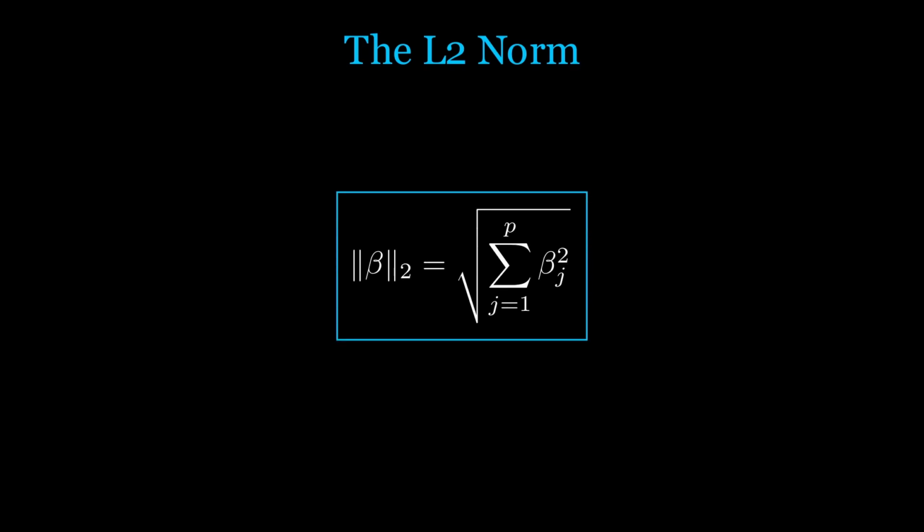The L2 norm measures the magnitude of the coefficient vector and is a useful way to represent the penalty term in ridge regression. The L2 norm of a vector beta equals the square root of the sum of the squared components. Geometrically, this is the Euclidean distance of the vector from the origin in p-dimensional space. The shrinkage penalty in ridge regression, lambda times the sum of beta j squared, can be written as lambda times the L2 norm squared. Minimizing this penalty shrinks the coefficient vector towards the origin.